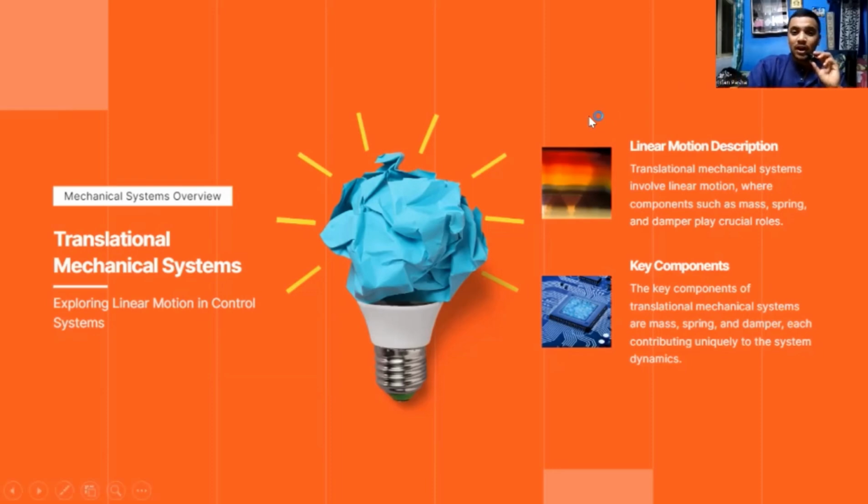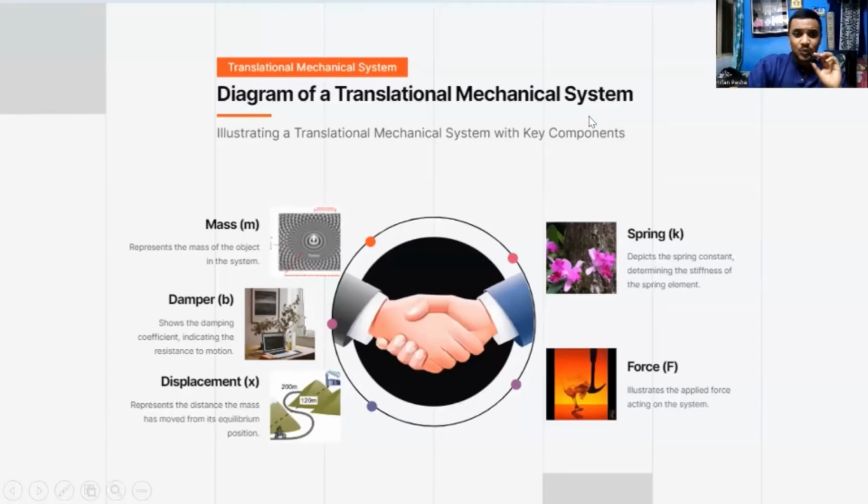Without wasting much time, let's move on to the next slide. This is the diagram of the translational mechanical system, not the exact diagram you see in questions. This is just a brief showcase of the important things and units you need when you solve a question on the translational mechanical system. The first most important thing you would need is the mass. M represents the mass of the object in the system, and then the damper, B, shows the damping coefficient, indicating the resistance of the motion.